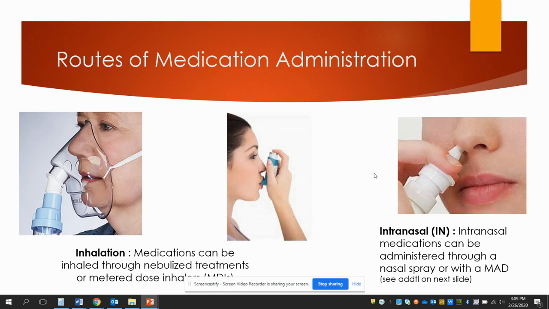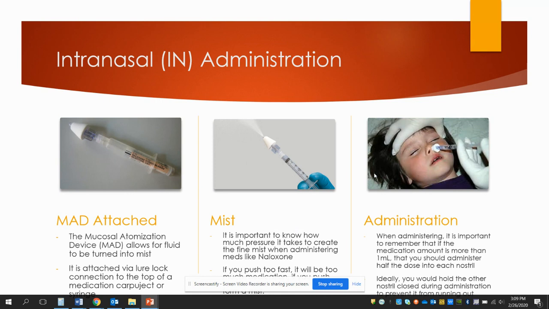Intranasal medications, you see here she's taking a nasal spray, and these medications are administered directly into the mucous membranes of the nose. So that's with some type of device that's meant to be sprayed into the nose, like an Afrin, or you can use a MAD, which is a mucosal atomization device. And that's what this is here.